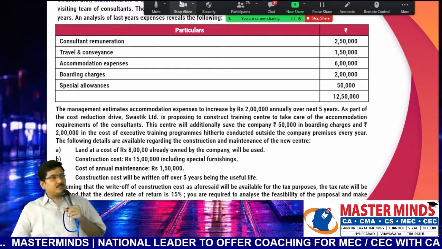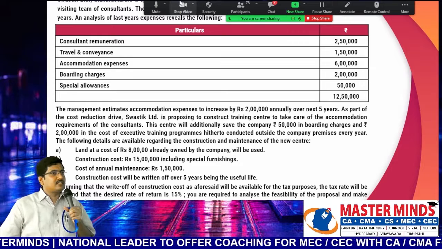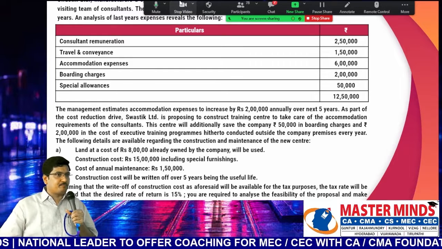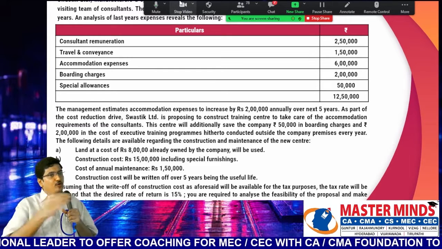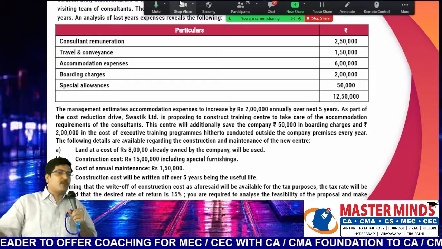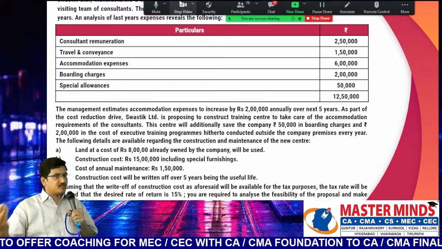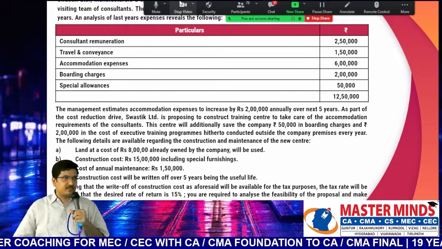So sales 100 lakhs, less variable cost. It will remain the same. Whether you provide the accommodation in a hotel or in our own building, it will remain the same. So variable cost is 30 lakhs. Deduct, contribution 70.